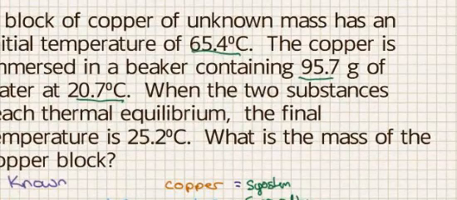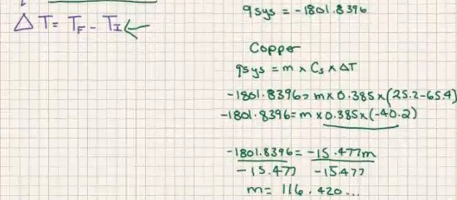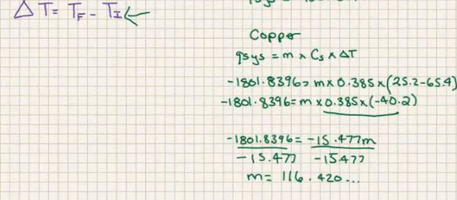So we're going to scroll back up to our question. You'll notice that each significant figure is 3. So scroll back down. That means our final answer is going to be 116, and the units are grams. So that's how much your copper weighs.